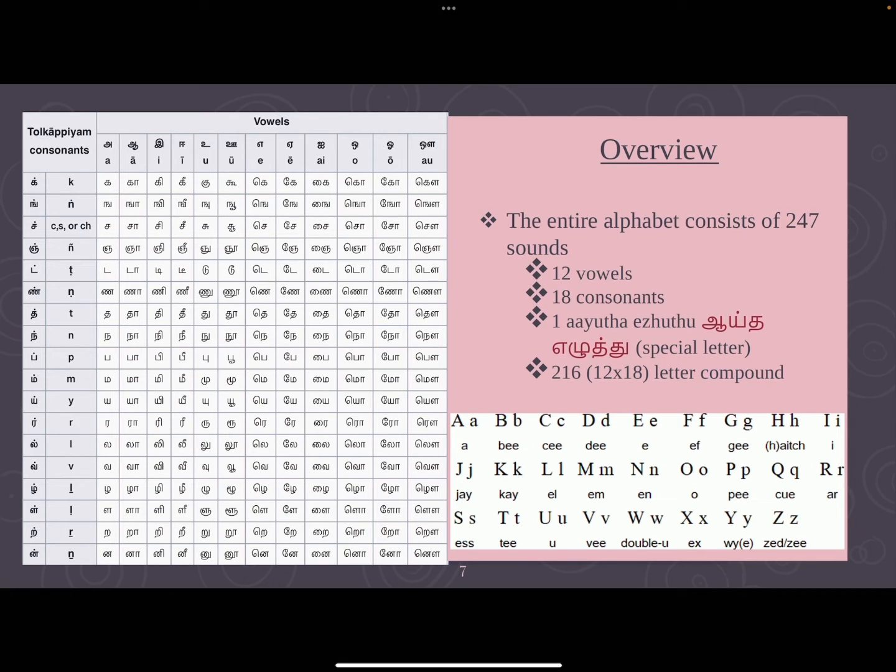At the top, you will see the vowels. At the left-hand side, you will see the consonants. We have 12 vowels and 18 consonants, and in the middle, there is a crisscross. Those are 216 letter compounds, which consist of vowels and consonants mixed together. Comparing this to the Latin alphabet, it's completely different, but you will get used to it in time.